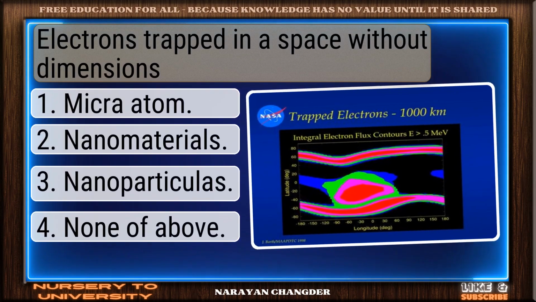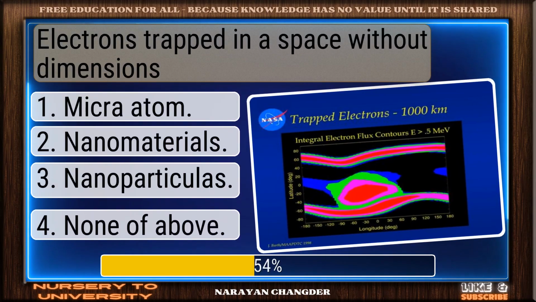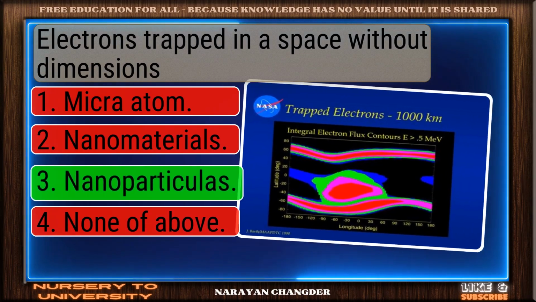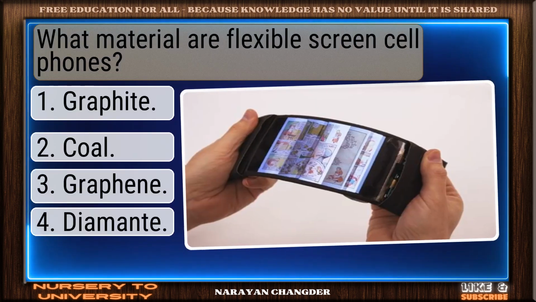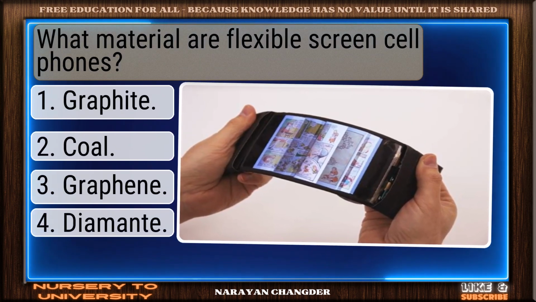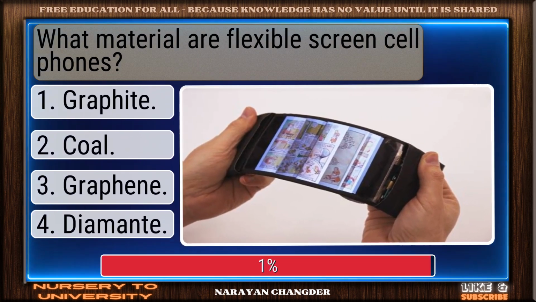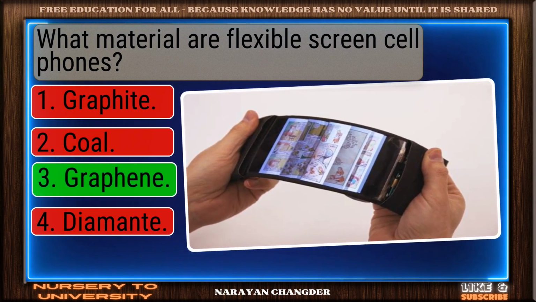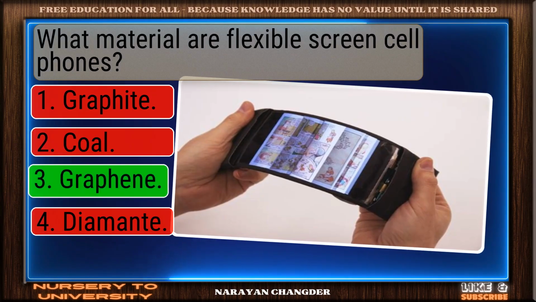Electrons trapped in a space without dimensions. Solid response. Nanoparticulus is a valid choice. What material are flexible screen cell phones? Smart pick. Graphene is the correct choice.